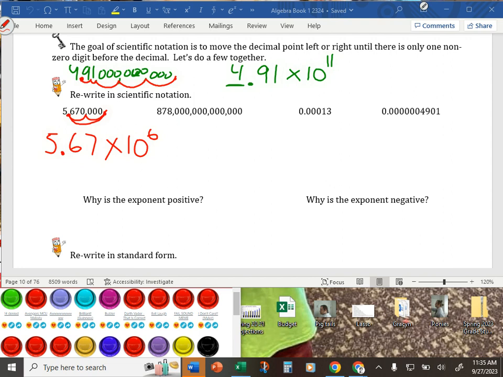So in the next one, 878 trillion. When we write it in scientific notation, where's the decimal point going to go? Between what two values? The 8 and the 7, exactly, right? 8.78. And then how many movements does it take to get there? We can count by 3s, so we got the commas. 3, 6, 9, 12, 13, 14 moves, 14 jumps. Therefore, 8.78 times 10 to the 14th.